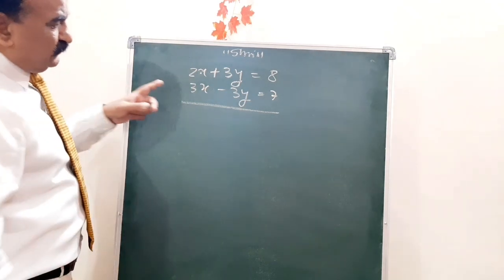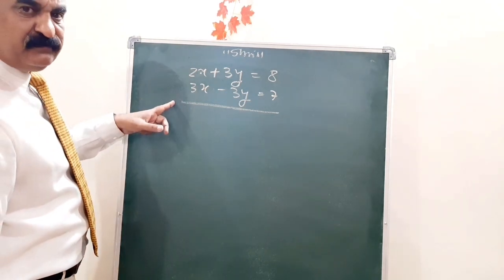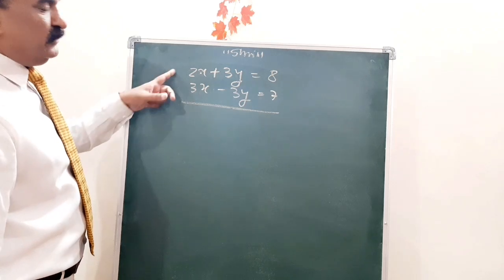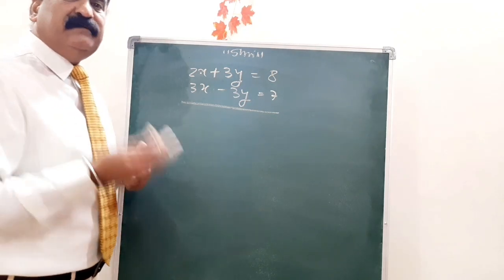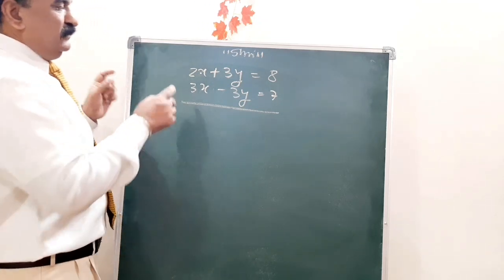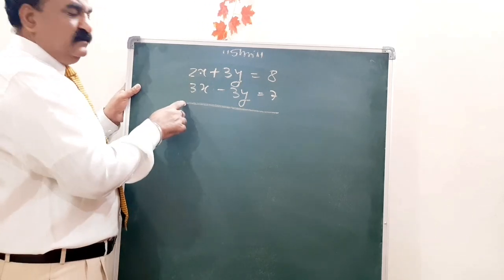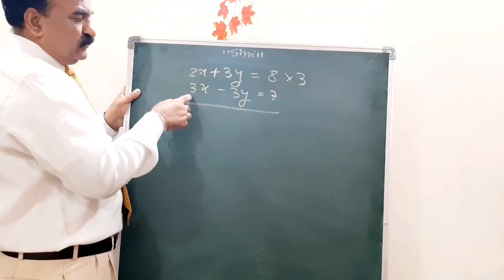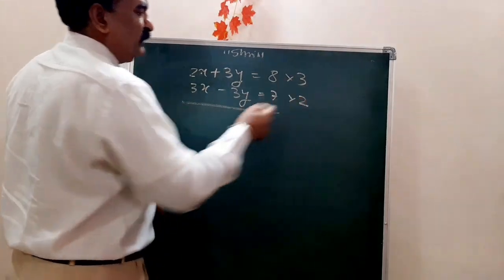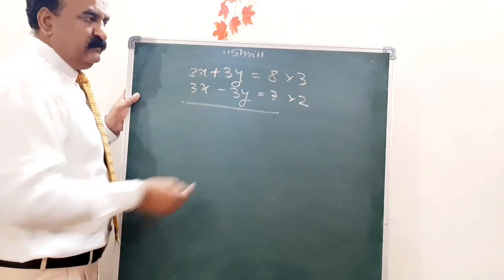But here the coefficients are not the same. So what you can do, you can make the coefficients the same. Then you can ask me, sir, how to make them the same? See, simple. Just forget the sign. Just multiply this equation by 3, and here you can multiply by 2. And see, the coefficient becomes the same.